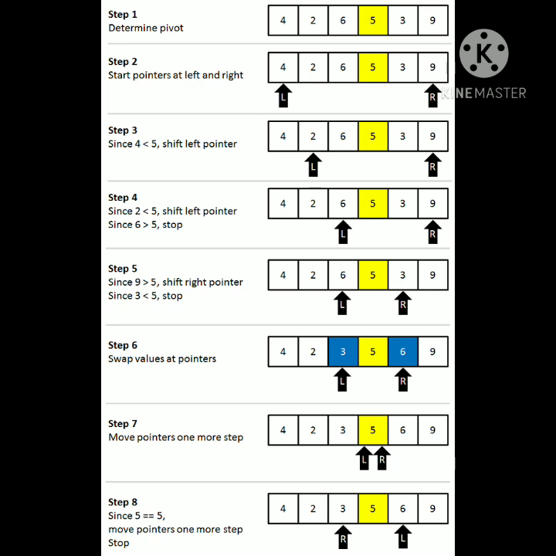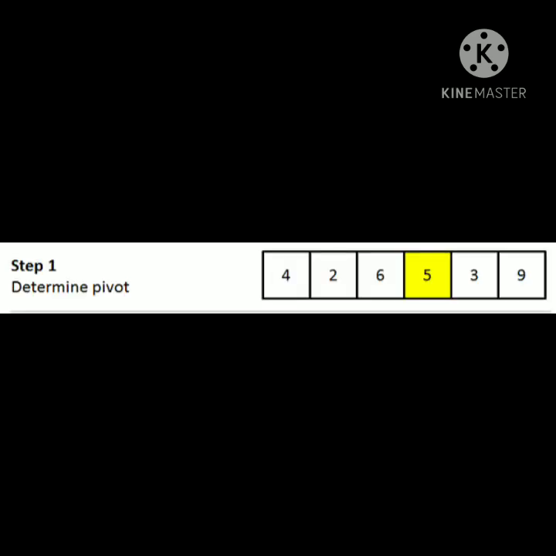So as you can see in the pictures, we have an array which is 4, 2, 6, 5, 3, and 9. So what we are going to do, for the first step, is find the pivot item in the array. This item is the basis for comparison for a single round.